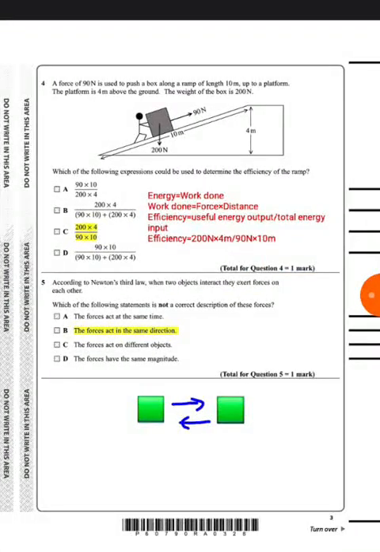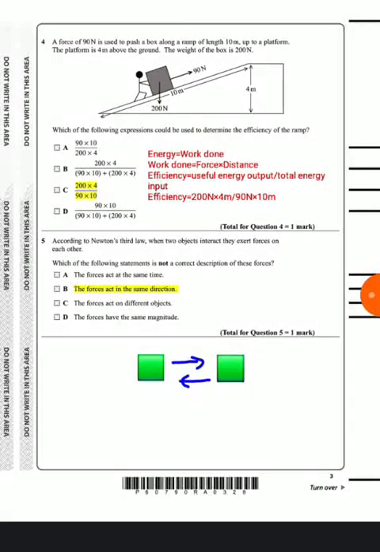Question number 4. A force of 90 newtons is used to push a box along a ramp of length 10 meters up to a platform. The platform is 4 meters above the ground. The weight of the box is 200 newtons. Which of the following expressions could be used to determine the efficiency of the ramp? Efficiency here is useful energy output divided by total energy input.